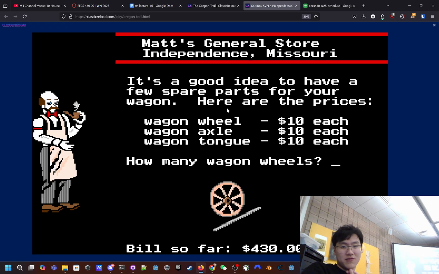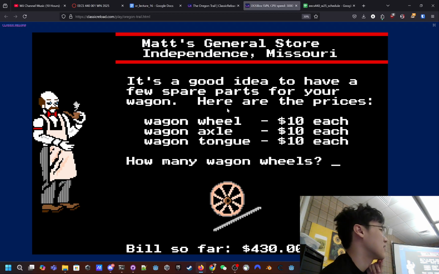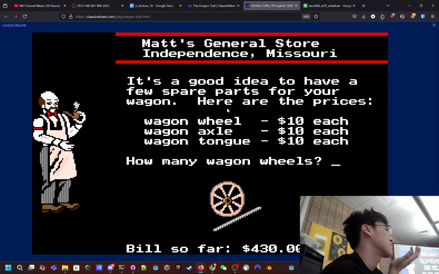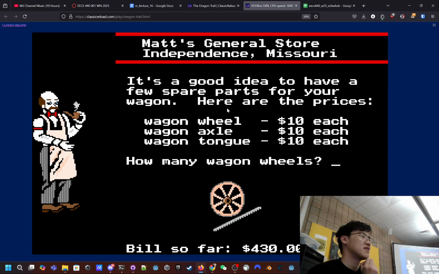It's a good idea to have a few spare parts for your wagon. And here's the price. How many wheels do we need? Wait, how many wagons do we have? 5? Is that how it works? You only worry about one wagon. Okay. Yep. So we have 4 wheels per wagon, I'm assuming. Maybe we just have one, like 4, for backup. Is that a lot? Yeah. Sounds good.